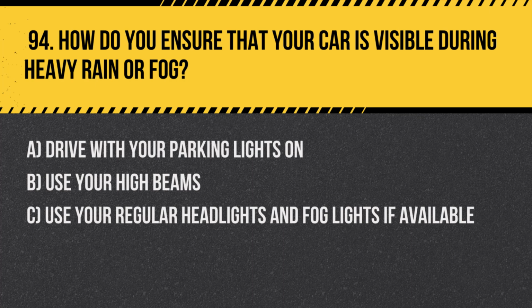Question 94. How do you ensure that your car is visible during heavy rain or fog? A. Drive with your parking lights on. B. Use your high beams. C. Use your regular headlights and fog lights if available. Answer. C. Use your regular headlights and fog lights if available. In poor visibility conditions such as heavy rain or fog, using your regular headlights and fog lights helps make your vehicle more visible to others.